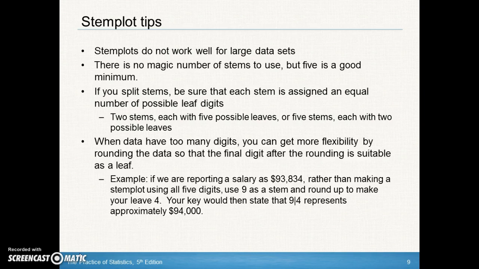So when data have too many digits, you can get more flexibility by rounding the data so that the final digit after rounding is suitable as a leaf. So for instance, if we're reporting salaries, right, $93,834, I'm not going to make a different leaf for each dollar value. It doesn't make sense. So what we will do is we'll use 9 as a stem, and we will round all the numbers after 3 to make our leaf. And so my leaf would be 4. Then my key would state that 9 vertical line 4 represents approximately $94,000.